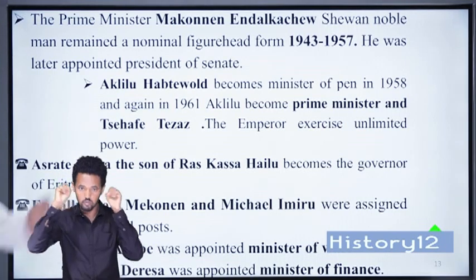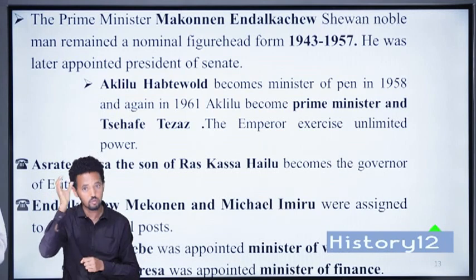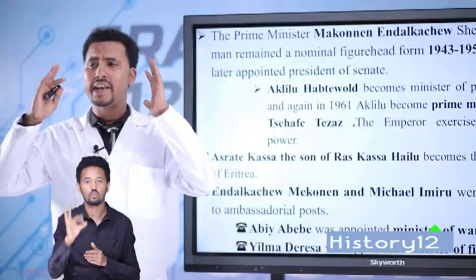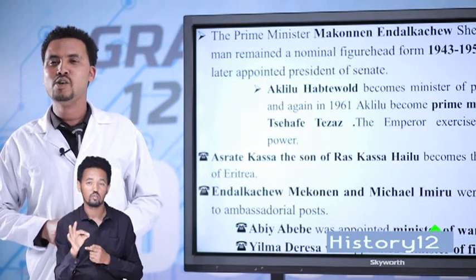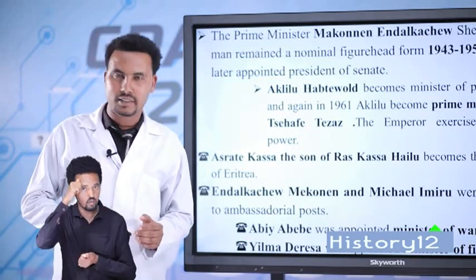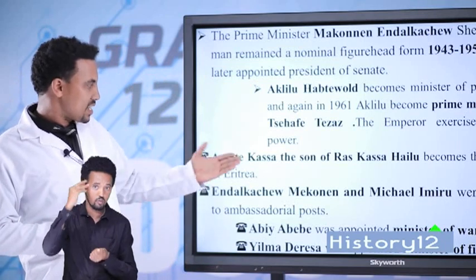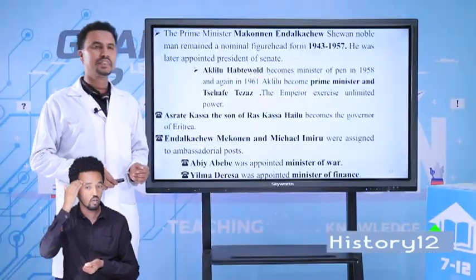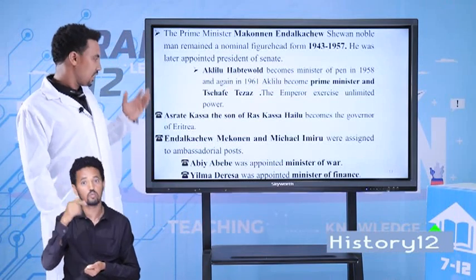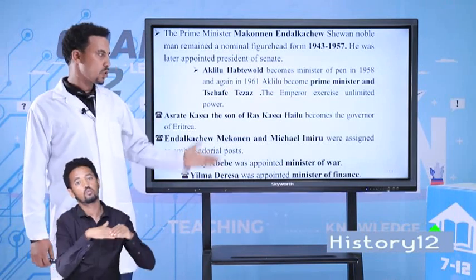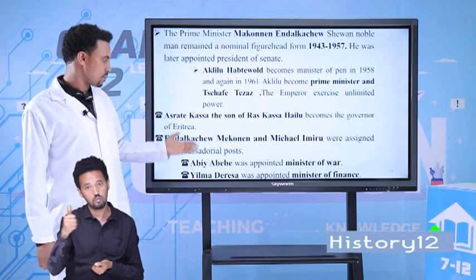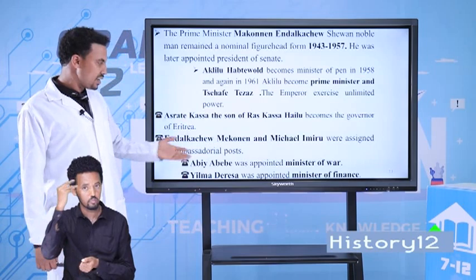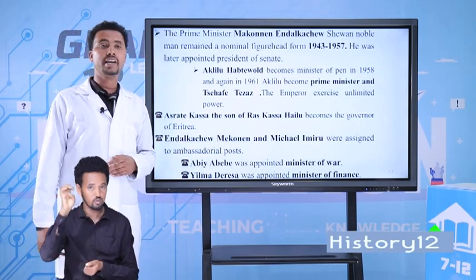Aklilu Habtewold became Minister of the Pen in 1958. Again, from 1961 up to 1974, Aklilu Habtewold was the prime minister. The other one, Asrat Kasa, the son of Ras Kasa, became the governor of Eritrea. Endalkachew Makonnen and Mikael Imru were assigned ambassadorial posts. Abiy Abebe was minister of war. Yilma Deresa was minister of finance.